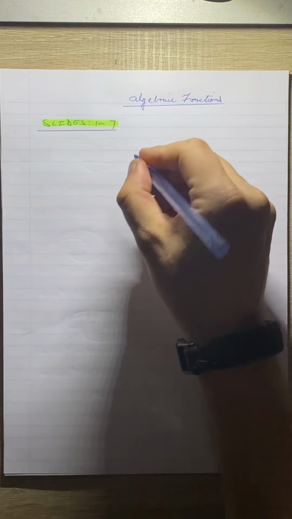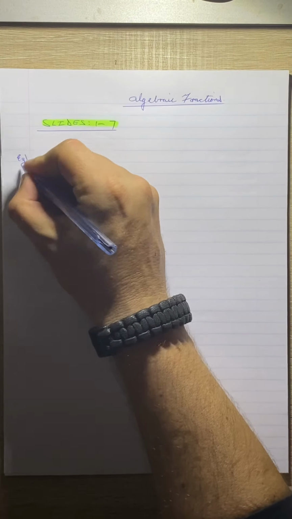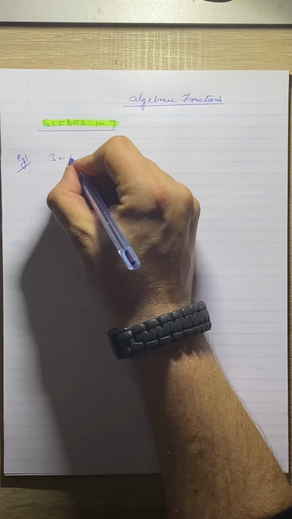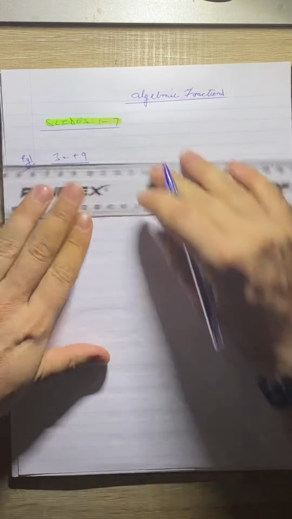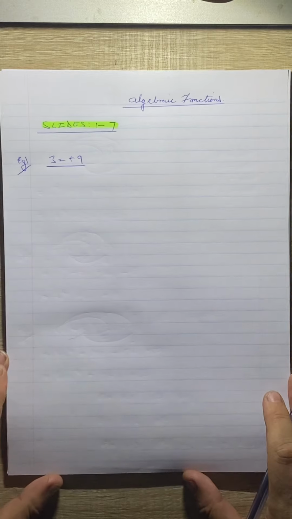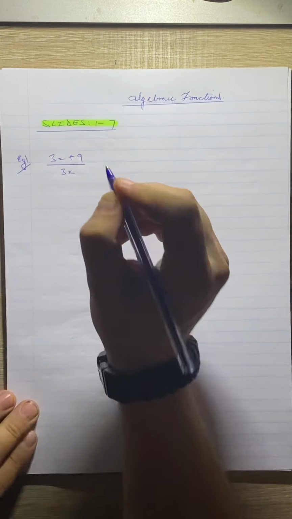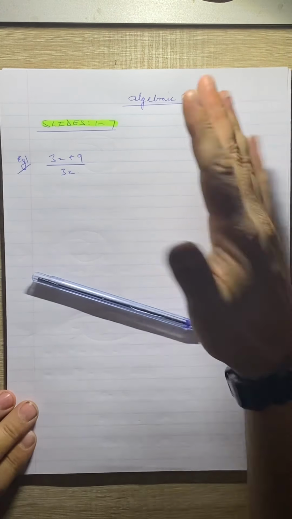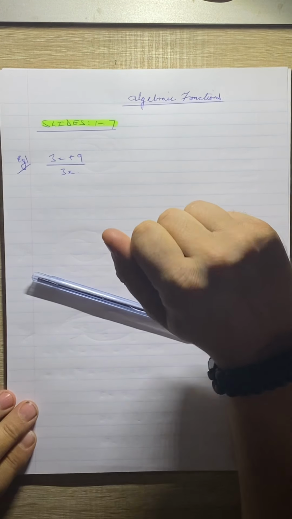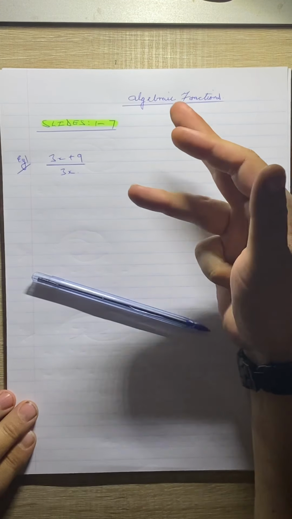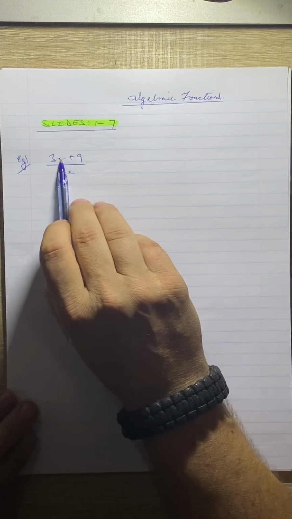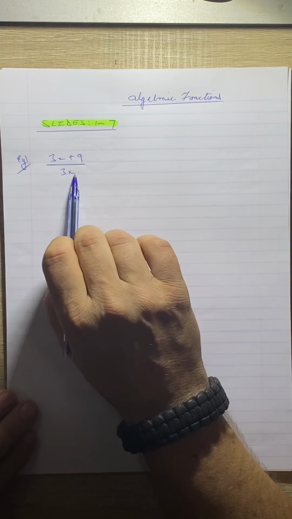Okay, so example 1, it's asking us to simplify 3x plus 9 over 3x. Okay, so this is where your factorization comes in. Now you remember your 5 things: common factor, difference of two squares, trinomial, grouping, and then the last one is sum or difference of cubes. Okay, so I'm going to treat numerator and denominator separately.